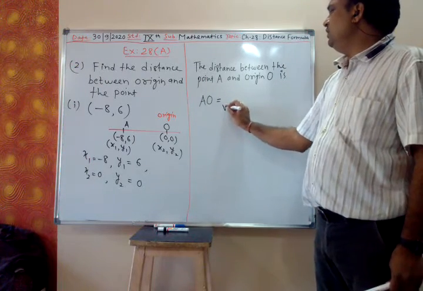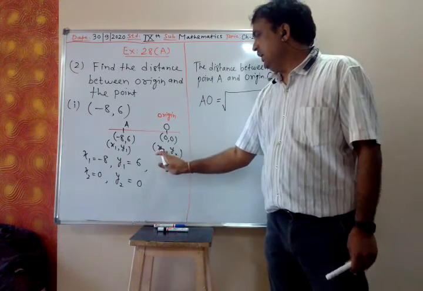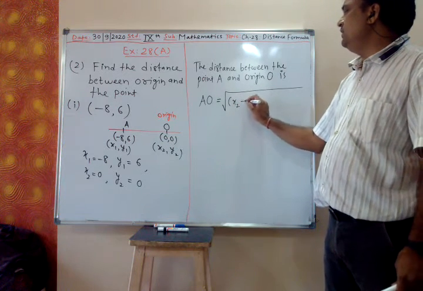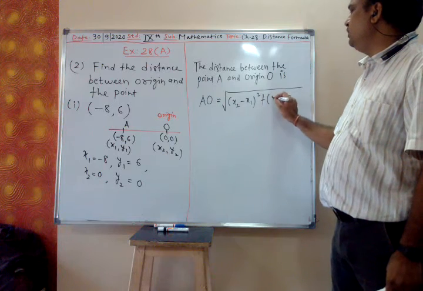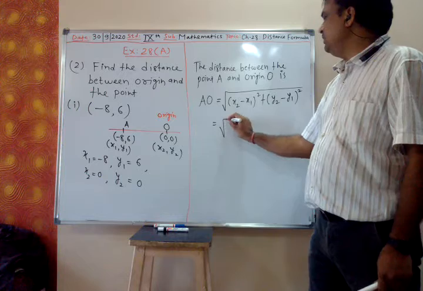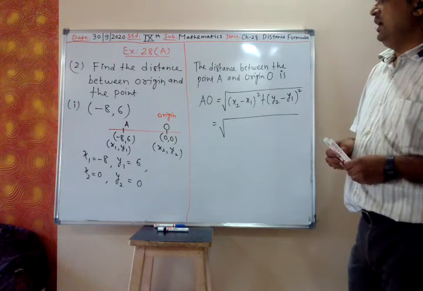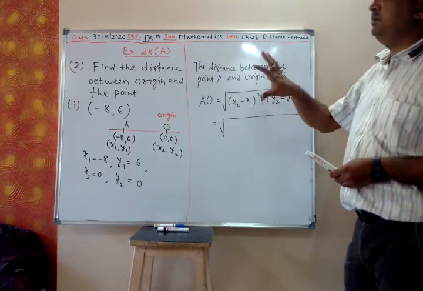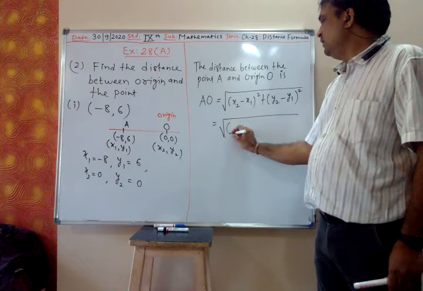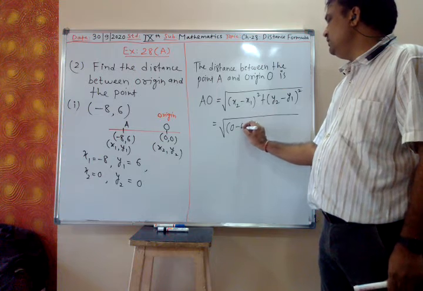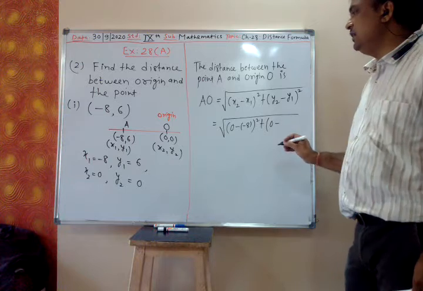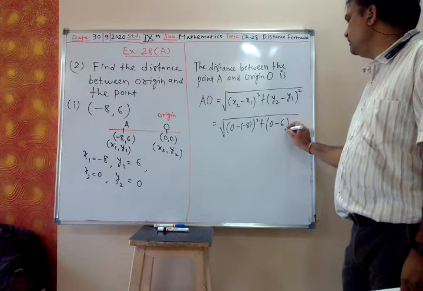So the distance formula is x2 minus x1 square plus y2 minus y1 square. You can also take x1 minus x2 square. Yesterday I told you that you have to take the difference of the x coordinates and the difference of the y coordinates. You cannot mix x coordinate and y coordinate. Take care of this. Now my x2 is 0, x1 is -8, so 0 minus -8 square, plus y2 is 0 minus y1 is 6, 0 minus 6 square.